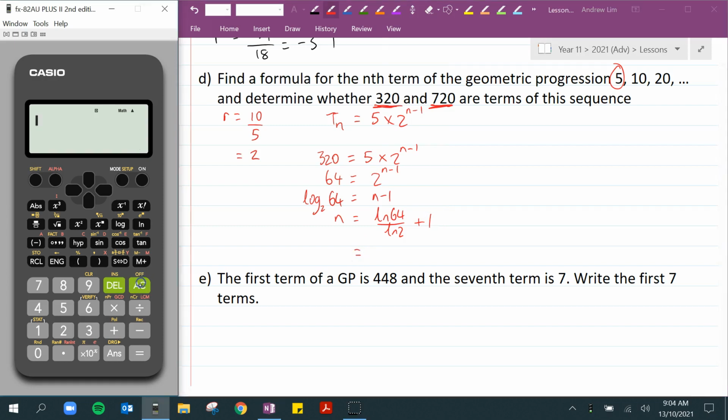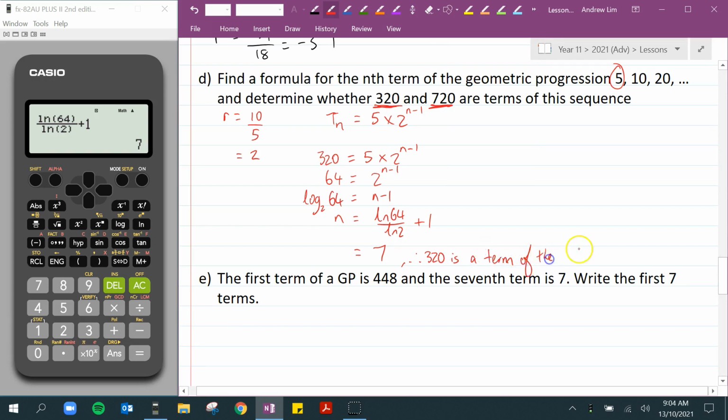Let's see what we get here. ln of 64 over ln of 2 plus 1 is 7. Because that's a positive integer, we know that 320 is a term of the sequence. So I'm going to write here, therefore 320 is a term of the sequence.